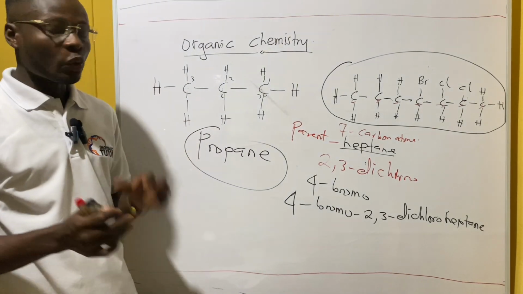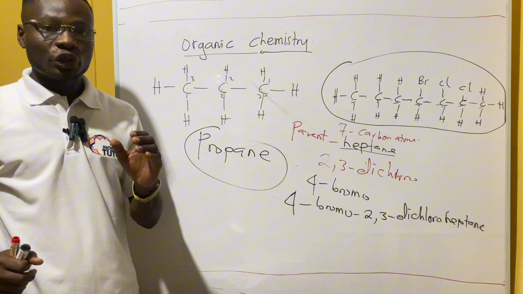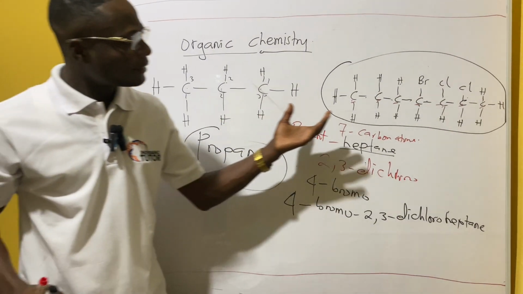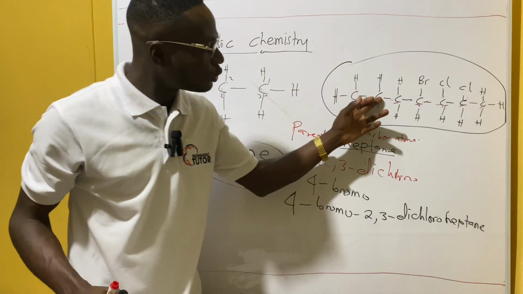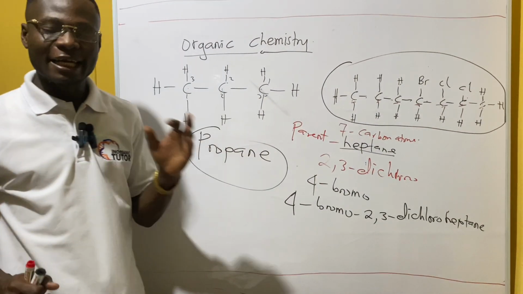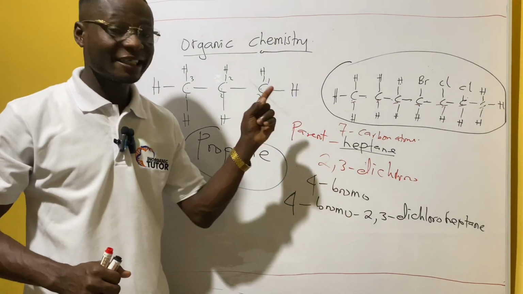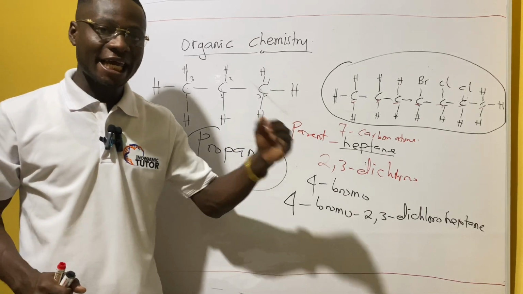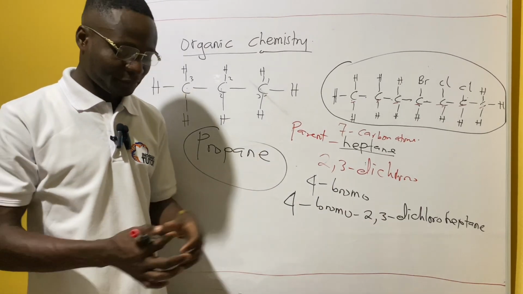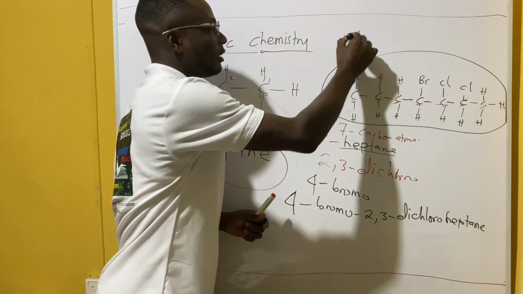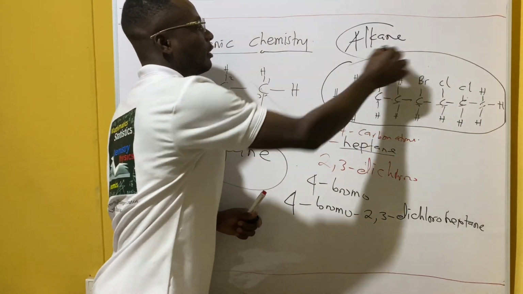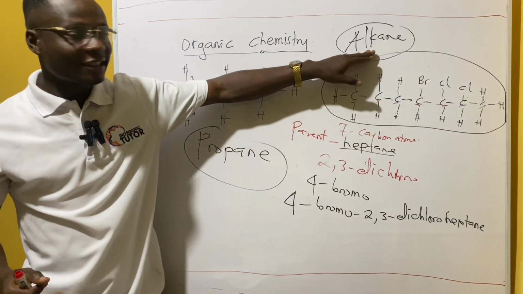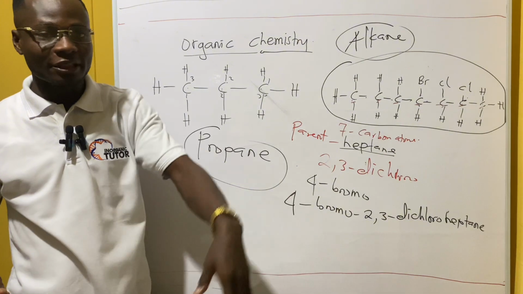So first, you consider the longest continuous carbon chain, and that is 1, 2, 3, 4, 5, 6, 7, and that is hep. But because it's a single carbon bond, we call it heptane because it's coming from the alkane family. You too, you have a family. This one too, this is its family. We call it the alkane family.